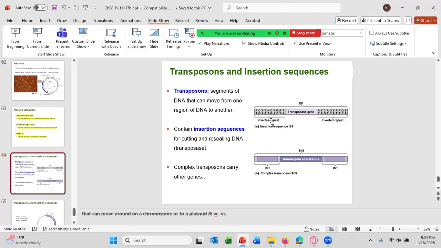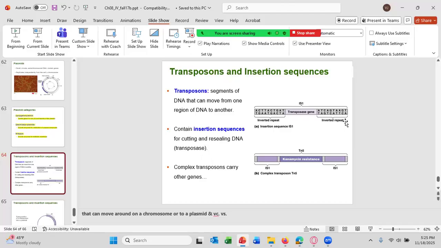The inverted repeats are sequences that help the DNA combine in the new location. So these are insertion sequences. They help for cutting and resealing the DNA, which happens by the transposase enzyme. Any question about any of that? A simple transposon, all it contains is the inverted repeat and the transposase gene.